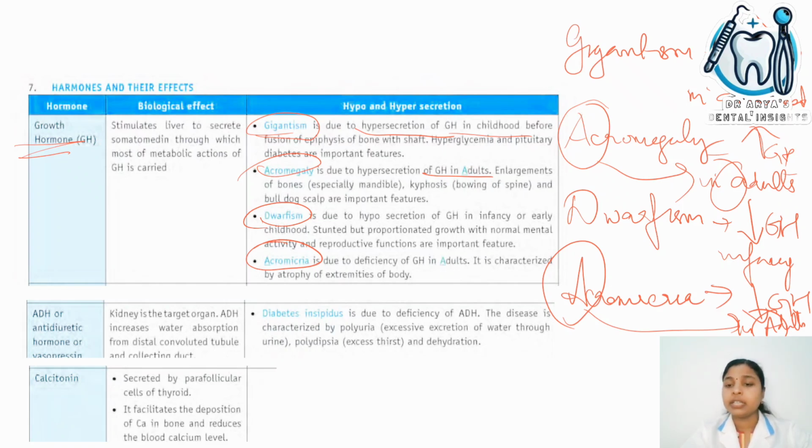So for revision, gigantism is due to hypersecretion of GH in childhood. Acromegaly is due to hypersecretion of GH in adults. Dwarfism is due to hyposecretion of GH in infancy or childhood, and acromicria is due to deficiency of GH in adults. So these are the various hormones and their effects.